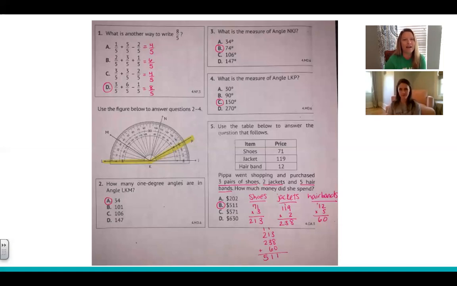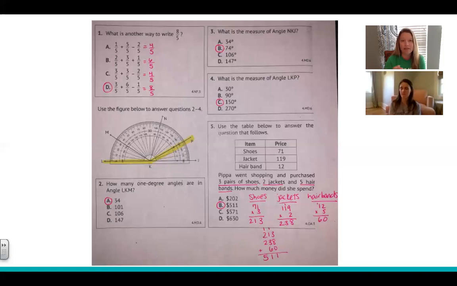On number 1, we have a little bit of fractions in here. It says, what is another way to write 8/5? On this one, it's kind of weird. I have to use my answer choices to figure out what in the world they're even talking about. I know 8/5 is an improper fraction. So when I initially saw this, I thought, oh, they want me to change it to a mixed number, which would be 1 3/5. But then I looked at my answer choices and I said, oh, no, that's not at all what they want me to do. They want me to add and subtract fractions until I find 8/5.